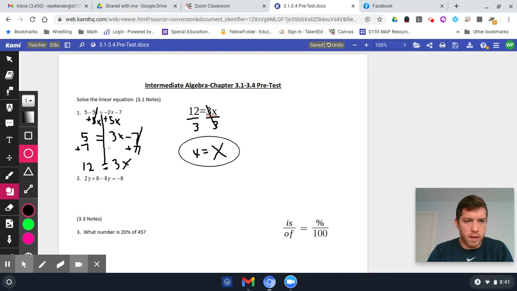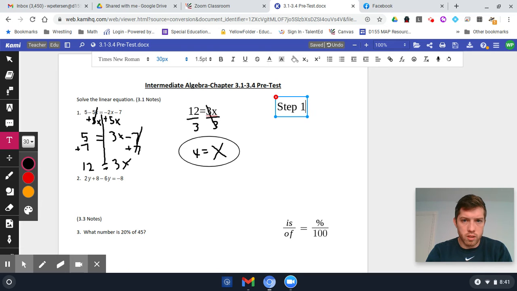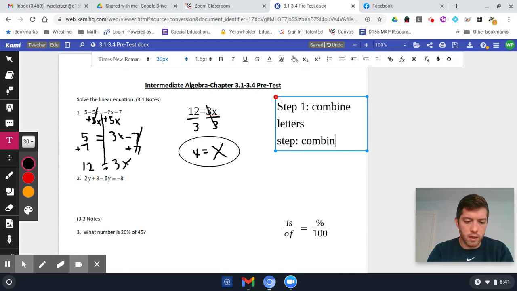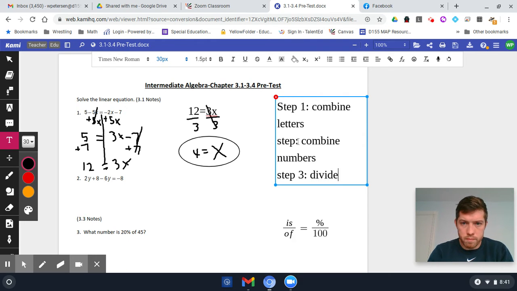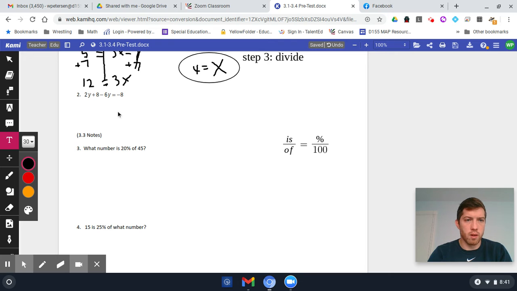Step 1, combine your x's. Step 2, combine your whole numbers. Step 3, divide. And you can even write that down. Step 1, combine letters. All right. Step 2, combine numbers. Step 3, divide. If you need to write that down, you can even write that down right there. All right, cool. So you're going to do the same thing for number 2.